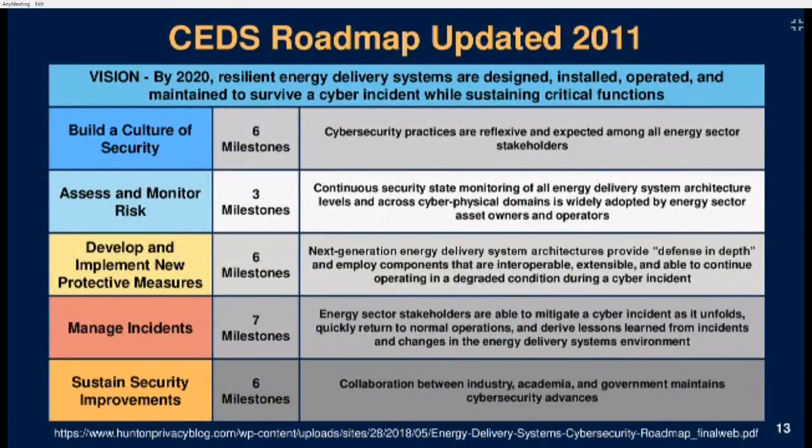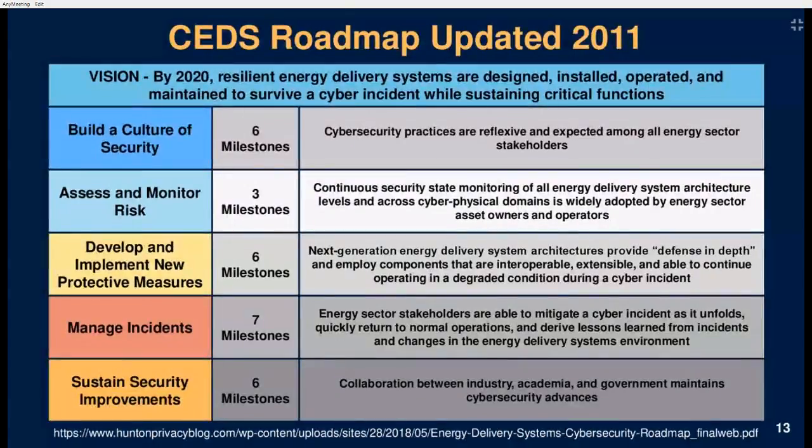The CEDS roadmap began back in 2008 and was updated again in 2011. It contains the milestones Department of Energy would like to achieve by 2020. The vision is to have a resilient energy delivery system capable of surviving while sustaining critical functions. This is done by the 5 categories listed on the left: building a culture of security, assess and monitor risk, develop and implement new protective measures, manage incidents, and sustain security improvements.